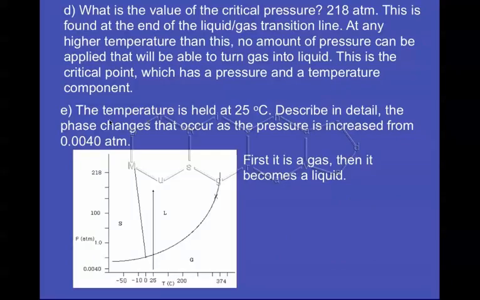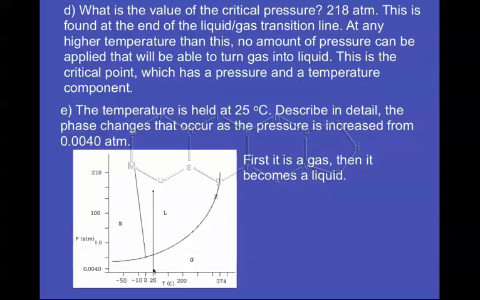In this next one, we're given this data. The temperature is held at 25 degrees Celsius. Describe in detail the phase changes that occur as the pressure is increased from this number of atmospheres. So what we do here is we know that we're going to be starting at 0.0040 atmospheres, so that's down here, and we know that the temperature will be held at 25 degrees Celsius. It says the pressure is increased, so we know that this is the direction the pressure will be going.